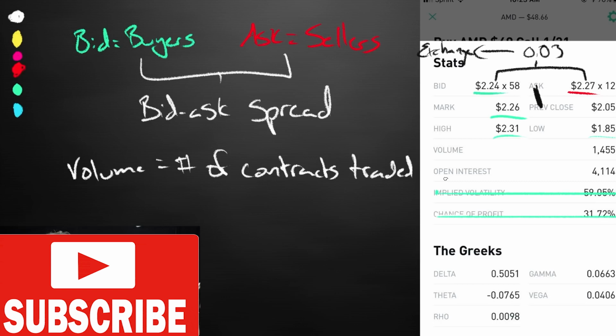The higher the volume, the better, because if there's people buying and selling throughout the day, you want to be able to buy and sell with them. You want to maybe be able to get in and out of a trade quickly. So if there's higher volume, like this kind of volume is good, 1,455, that's good volume.